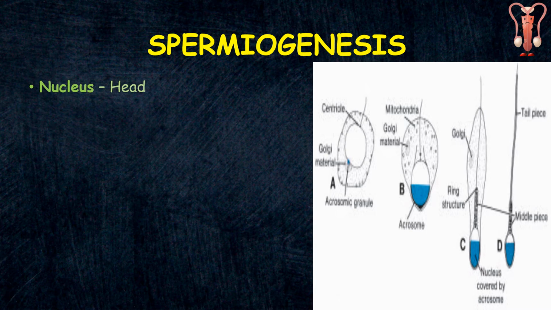The centriole divides into two parts. The distal part forms the axial filament, and the proximal part forms the basal body. In the beginning, both these parts lie very close to each other, but later they move away. The region earlier occupied by the centriole later forms the neck of the spermatozoa.